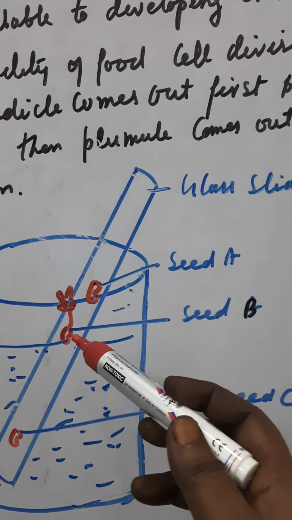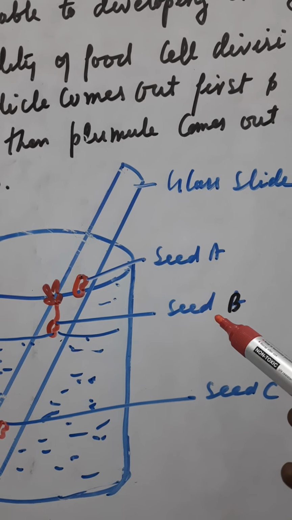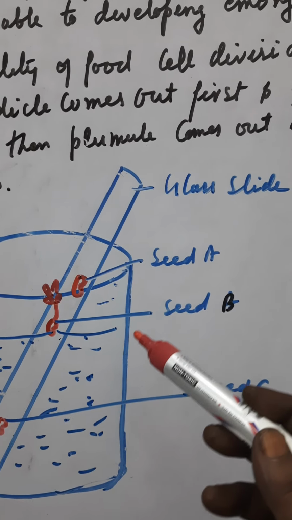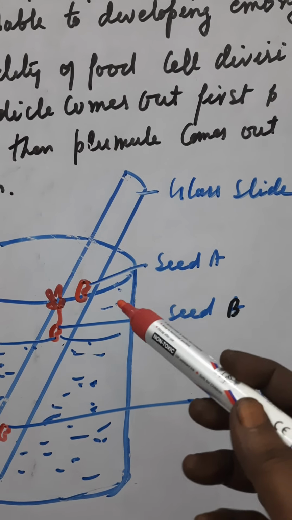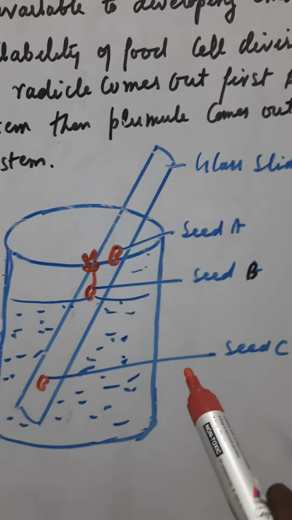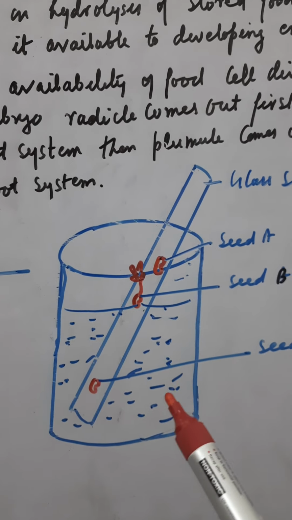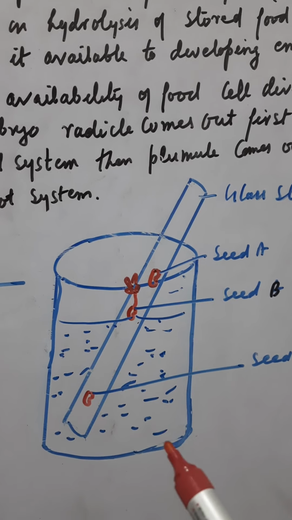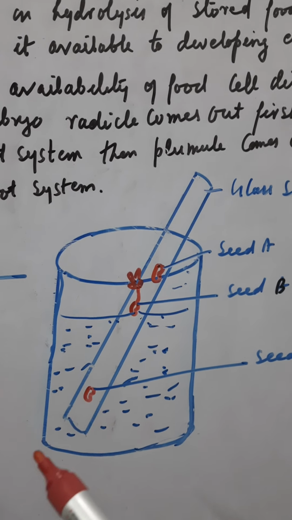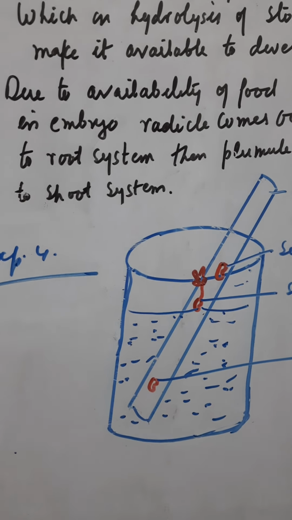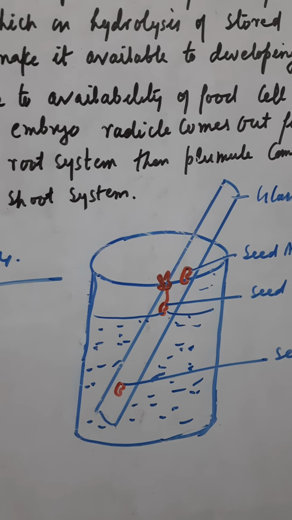So the germination will take place here in seed B because it will be getting the appropriate amount of water and oxygen. The germination will not take place in seed A, and in seed C the germination will start, but ultimately it will stop as the oxygen will be used up by this seed. So here you can infer that water and oxygen are necessary for germination of the seed.